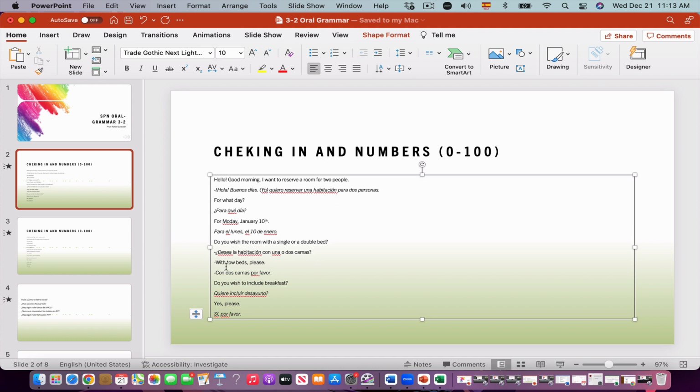The person says with two beds, please. Well, with, con, dos, two, camas, beds, please, por favor. Okay, so that's the way we're going to say it. The person is going to say, do you wish to include breakfast? Well, ¿quiere incluir desayuno? Remember, desayuno in Spanish is breakfast in English. And you say yes, please, sí, por favor.